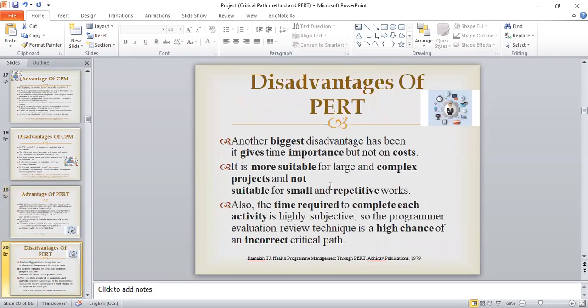Disadvantage of PERT. Another biggest disadvantage is that it gives time, but not cost. It is more suitable for large and complex projects and not suitable for small and repetitive works. Also, the time requirement to complete each activity is highly subjective, so the program evaluation review technique has a high chance of incorrect critical path.